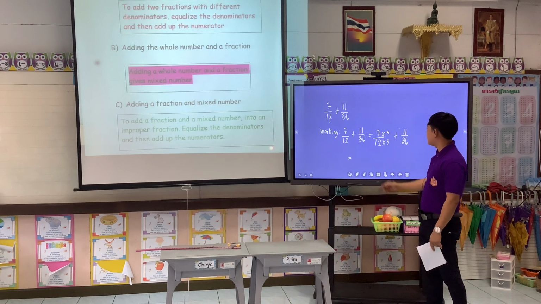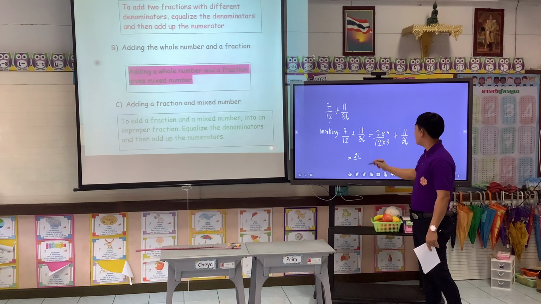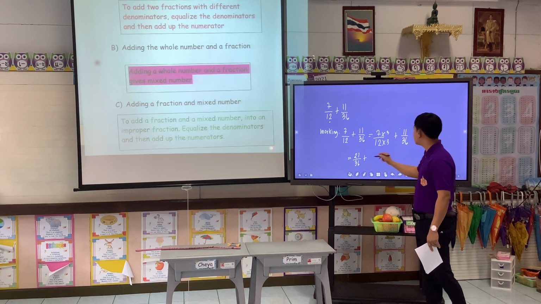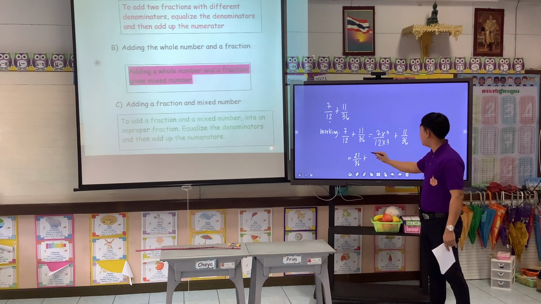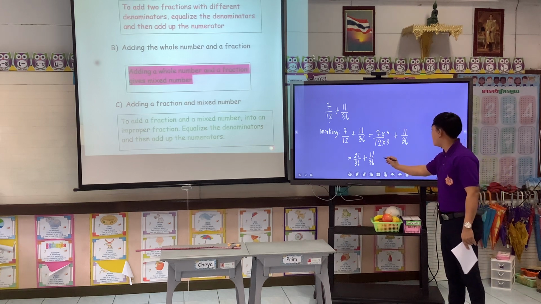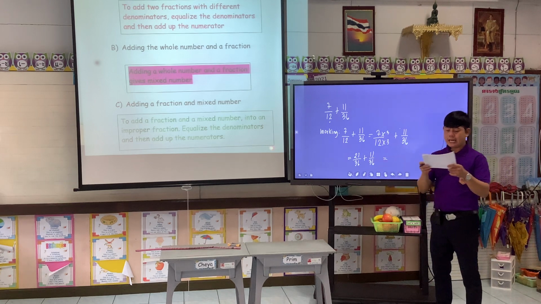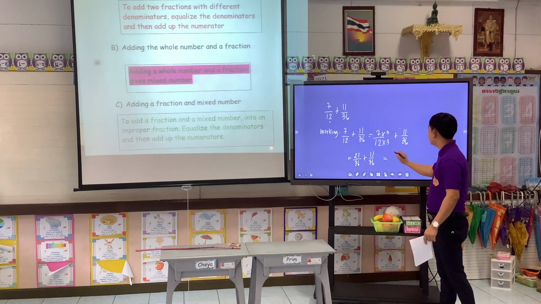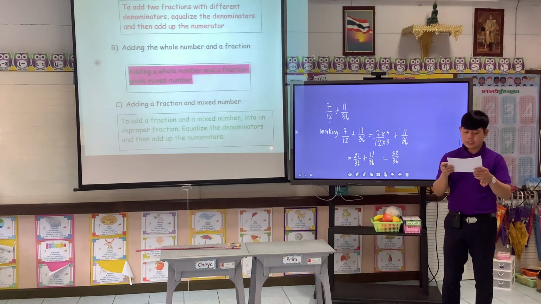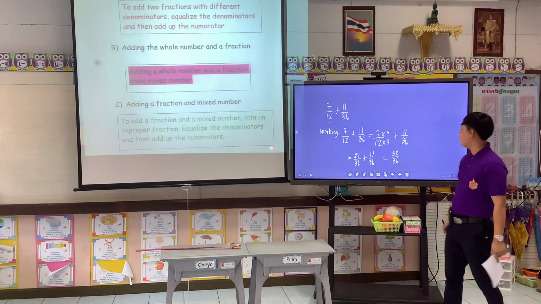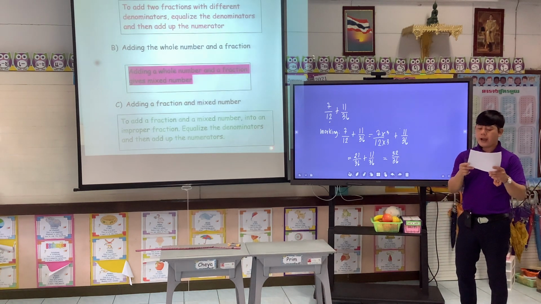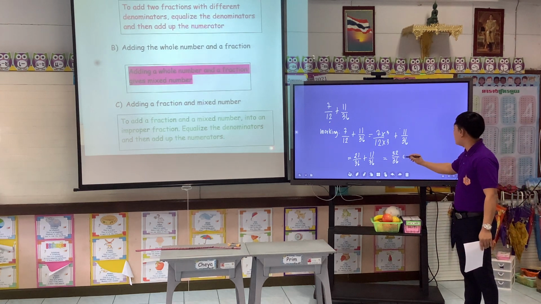Next step: 7 times 3 is 21 over 12 times 3 is 36, plus 11/36. Add: 21 plus 11 is 32/36. We can convert 32/36 because they are even numbers, so we can find how to divide. What's the answer?